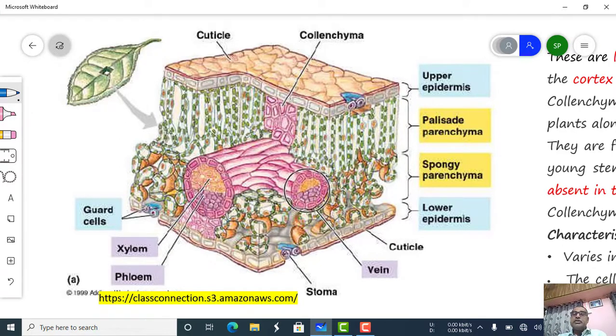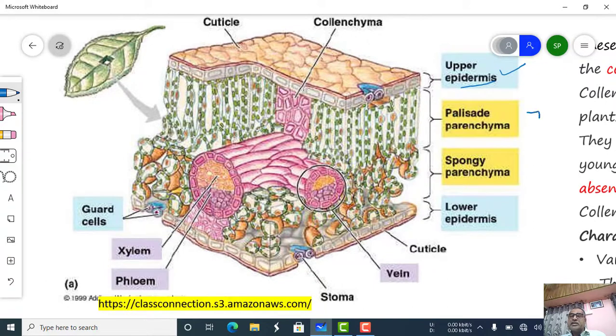This is a region of the upper epidermis. Just go through it: upper epidermis, then palisade and spongy region. This is the zone of mesophyll tissue. Okay, this is the lower epidermis.